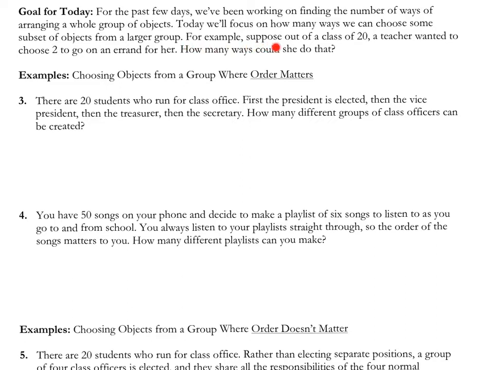So as one example, suppose that out of a class of 20, a teacher wants to choose 2 to go on an errand for her. How many ways could she do that? So that's one example of the kinds of question that you'll be able to answer after this video.